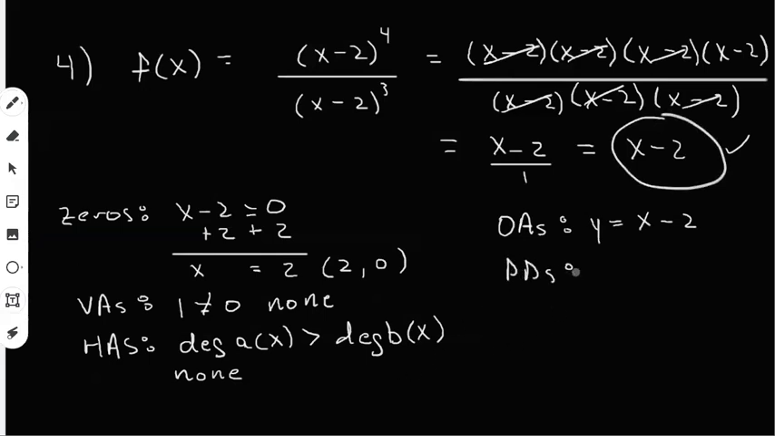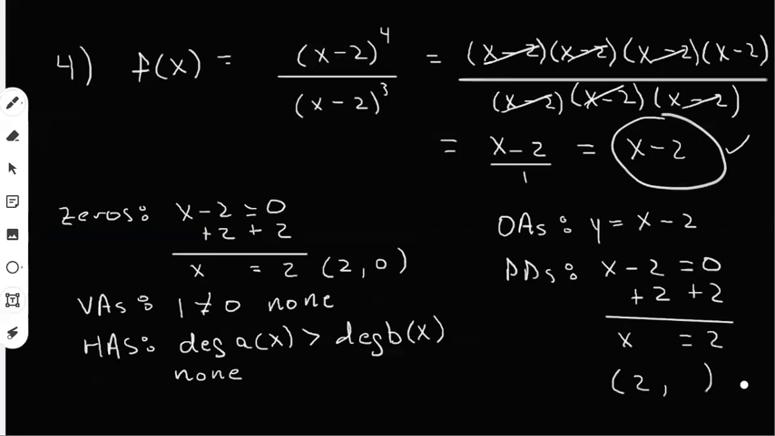For point discontinuities, we're going to take the canceled out factors and set them equal to 0. We canceled out x minus 2 like 3 times, so probably something there, right? I set that equal to 0, and I solve for x. I get x equals positive 2. So for my ordered pair, I'm going to have 2 in the x value, but not sure what the y value is. To find that, I would have to plug that back into our function.